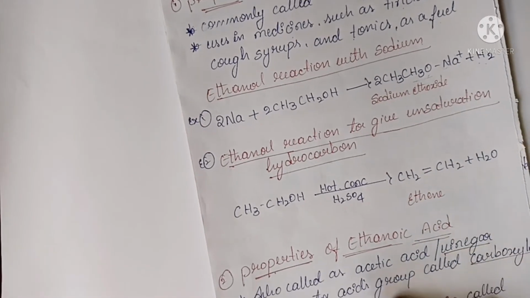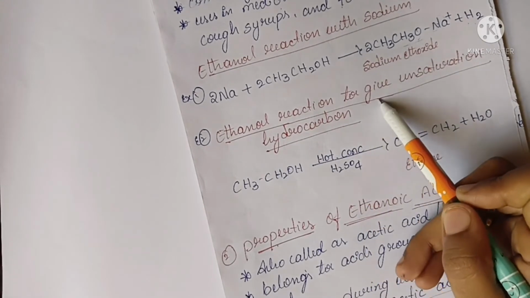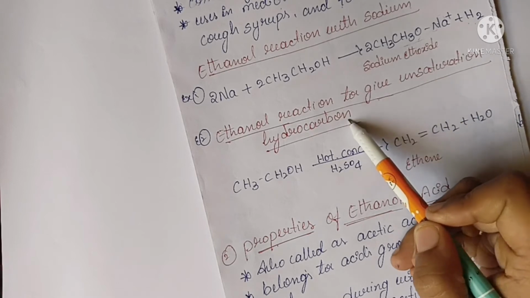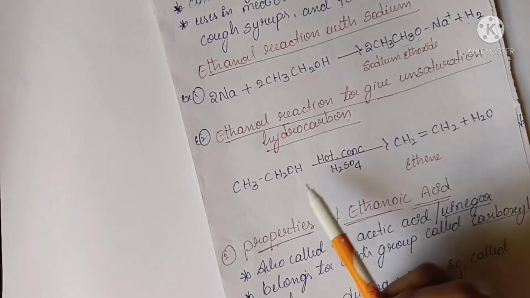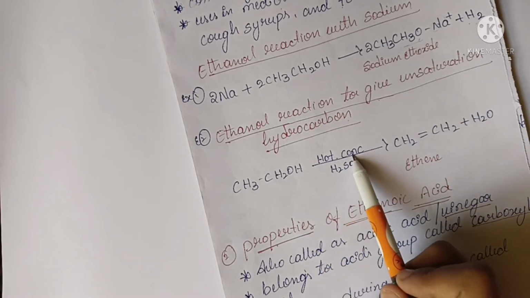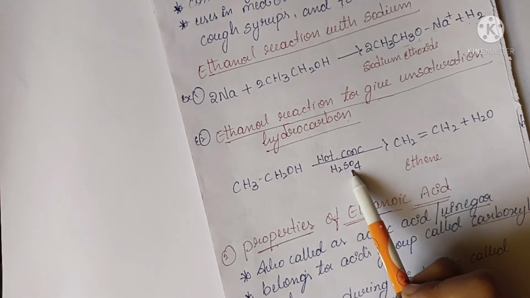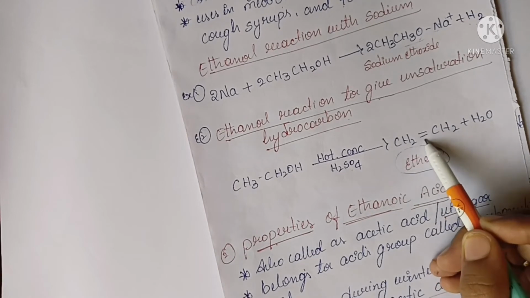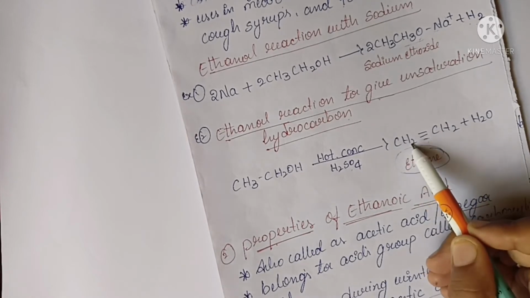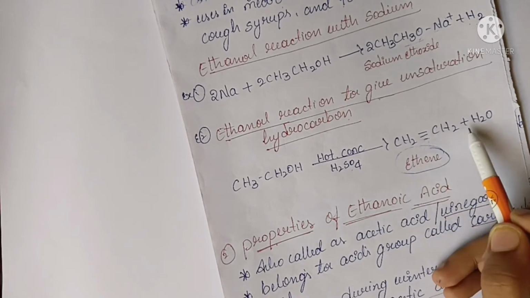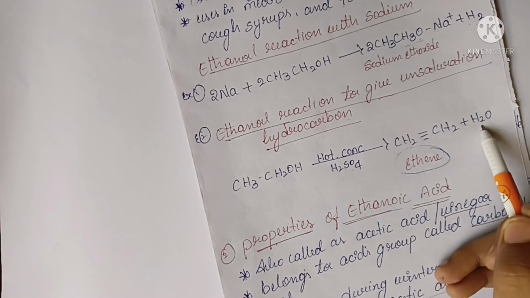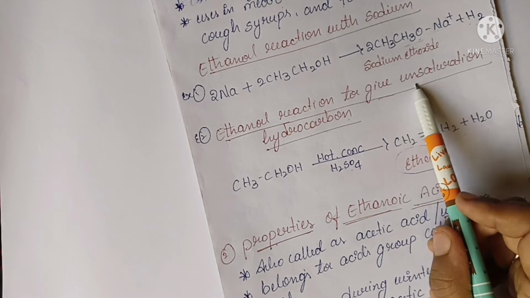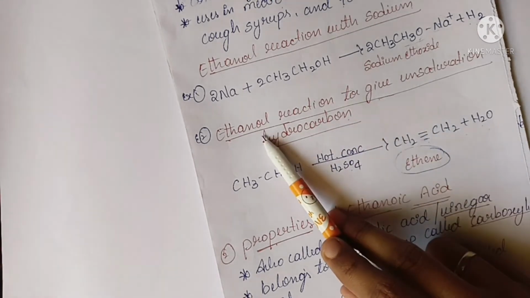And the next one, how to react ethanol to get the unsaturated hydrocarbons. In the sense, we have to react this ethanol with hot concentrated H2SO4, that is sulfuric acid, which leads to get the ethene. See the double bond ethene, CH2 double bond CH2 plus H2O. This is how the unsaturated hydrocarbons will be given from the ethanol reaction.